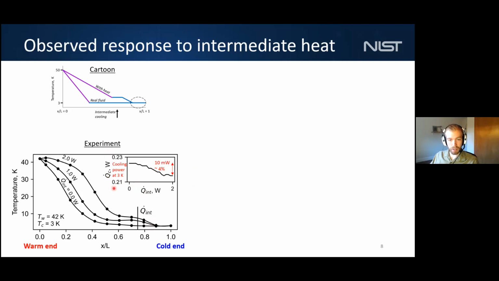We're plotting cooling power at 3 Kelvin as a function of intermediate heat. And the amazing thing here is that we apply 2 watts of heat to this regenerator, and the cooling power at 3 Kelvin barely changes at all. It's about 10 milliwatts. And also note that the intermediate heat we can apply is about an order of magnitude higher than the heat we can apply at 3 Kelvin. We also predicted that this temperature gradient should decrease in magnitude at the warm end, and that's exactly what we see in the experimental data.